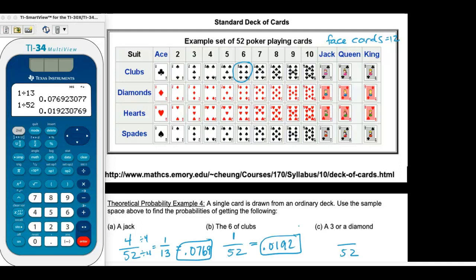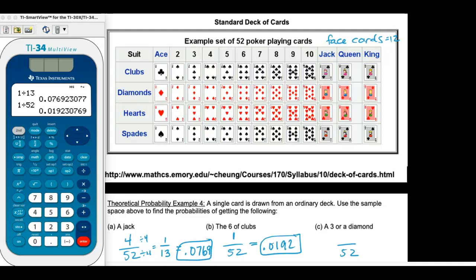And then C, a 3 or a diamond. In this case, whenever you see the word "or" in a probability problem, you are going to count either of them. So if it's a 3, you're going to count it. If it's a diamond, you're going to count it. If it's a 3 of diamonds, you're going to count it. So if any of these characteristics occur, you count it.